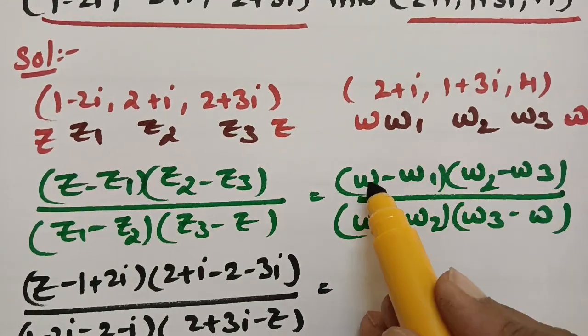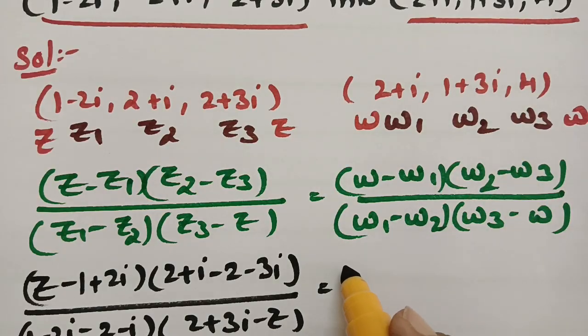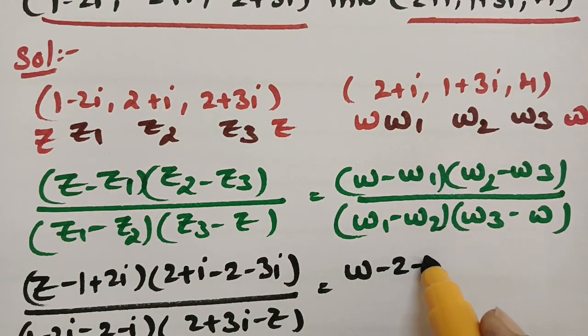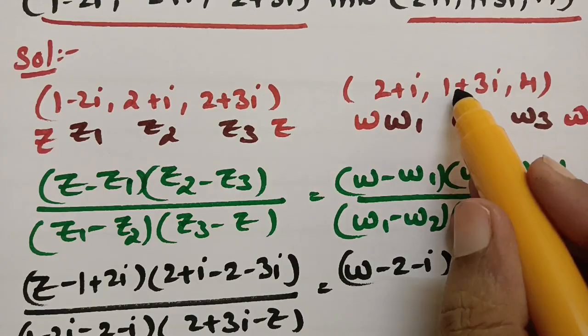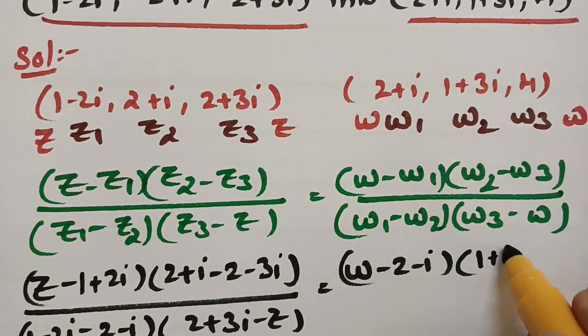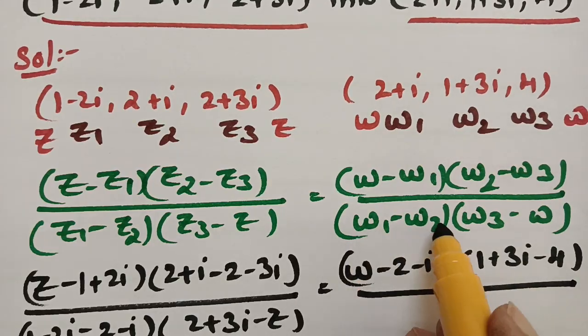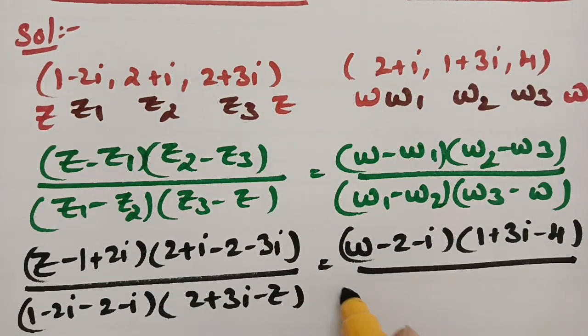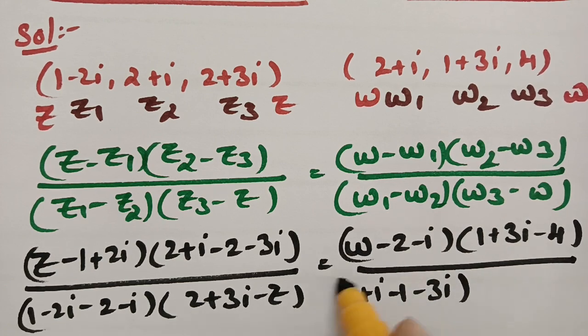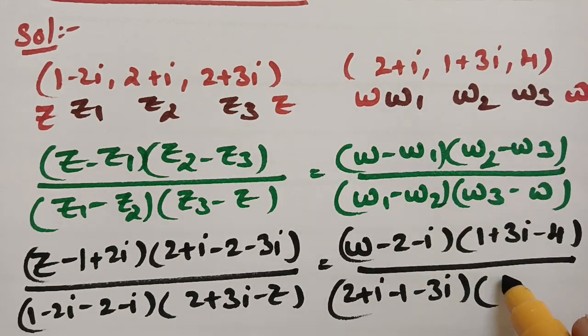And later this is W minus W1. So this value is W minus 2 plus i, and W2 minus W3, that is 1 plus 3i minus 4, divided by W1 minus W2, that is 2 plus i minus 1 minus 3i, and the next one W3, which is 4 minus W. Clear?